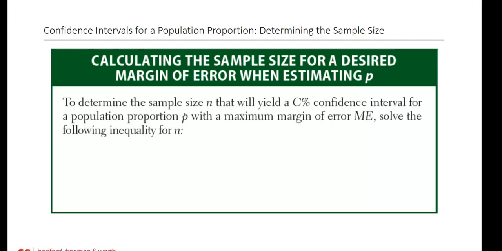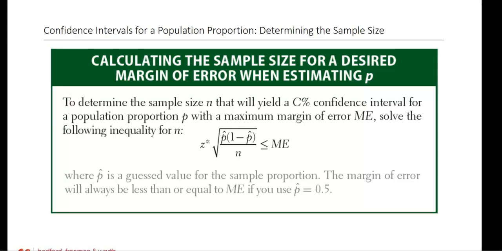Okay. To determine the sample size n that will yield a certain confidence level interval for a population proportion p with the maximum margin of error, solve the following inequality. So this is really the inequality. Remember, if you multiply the z critical value times the standard error, that's your margin of error. I think the reason we're saying less than or equal to is we're trying to determine the sample size n, and usually they have a goal for the margin of error, so we want to determine the whole number for n that would make it equal to or less than the margin of error there.